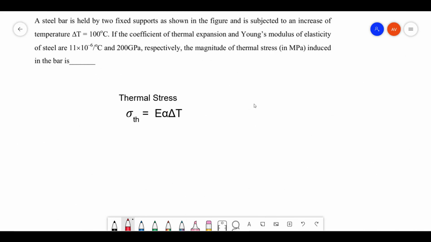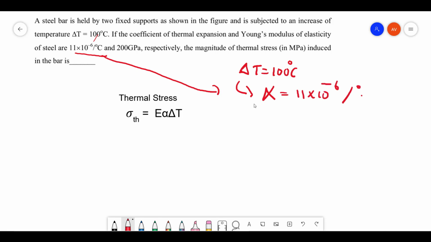Now what are we given here? The change in temperature is given to be 100 degrees Celsius. Now this is a change in temperature, not the absolute temperature, so even if it is in Kelvin, it would have been the same value. Based on this change in temperature, you are given alpha, that is the coefficient of thermal expansion.